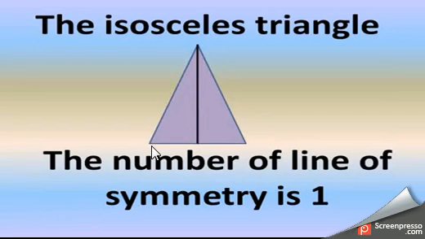Mister, can I draw a line of symmetry here? No, you can't, because this angle is not equal to this angle, and this part won't completely cover this part. And can I draw a line of symmetry here? No, because this angle is not equal to this angle. Only this angle equals this angle, so the number of lines of symmetry of the isosceles triangle is 1.